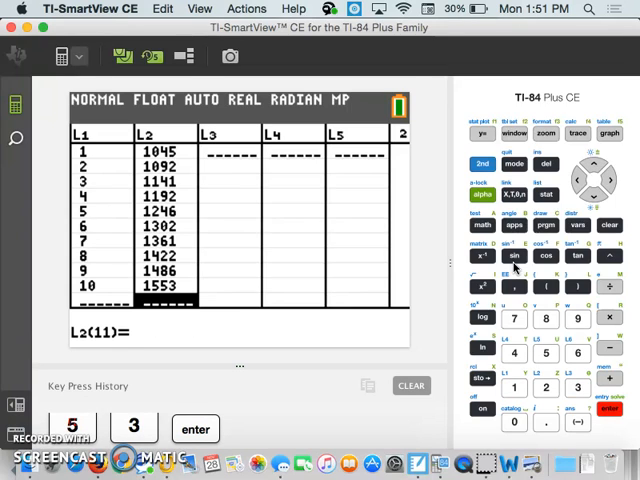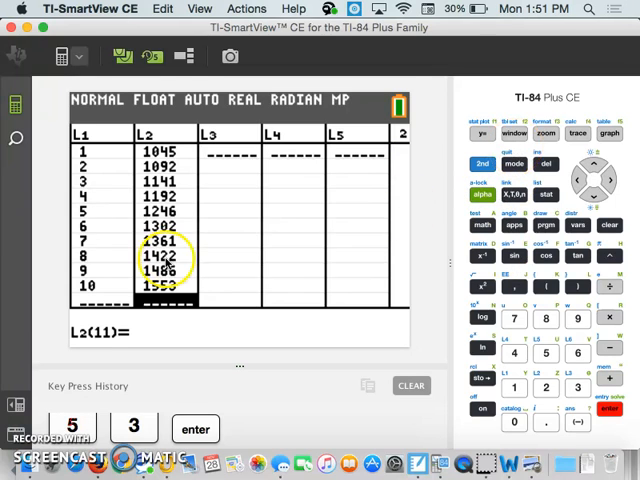Okay, and now what I can do is, certainly I'm going to run regression, but I also want to take a look at what the stat plot of it looks like, or I should say the scatter plot, and see if I can tell, is it going to be exponential or is it going to be linear?